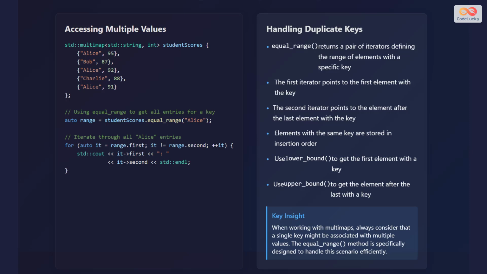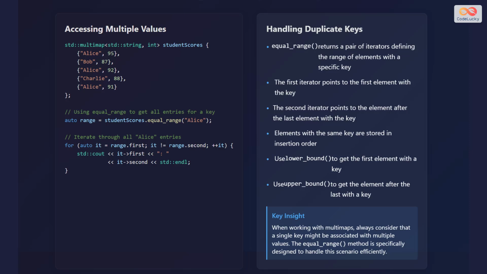Now let's delve into how to effectively work with duplicate keys in C++ multimaps. Suppose we have a multimap called student_scores containing names and scores, where some students have multiple scores. To access all the values associated with a specific key, you can use the equal_range method. This method returns a pair of iterators. The first iterator points to the beginning of the range of elements with the specified key, and the second iterator points to the end of that range.